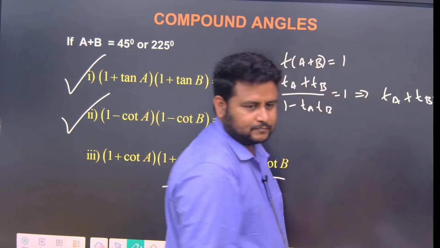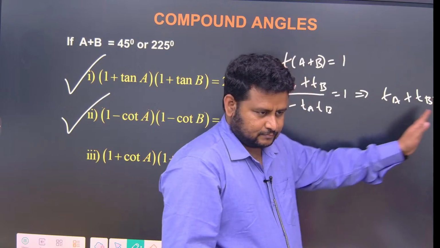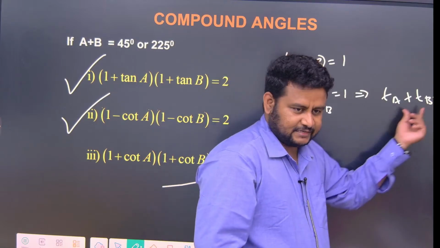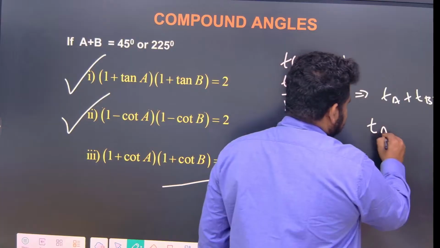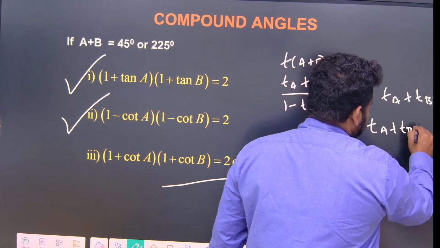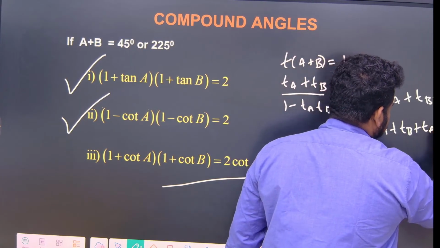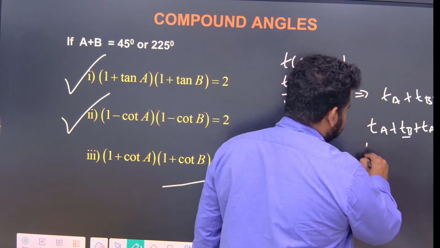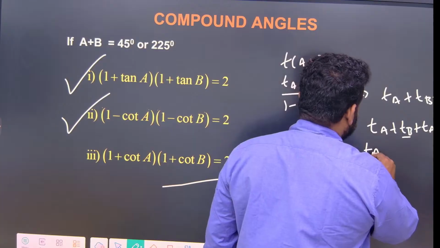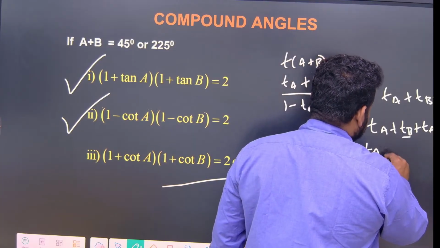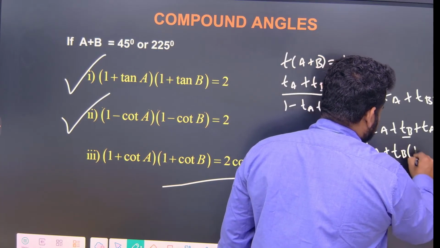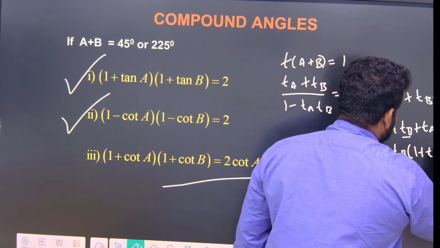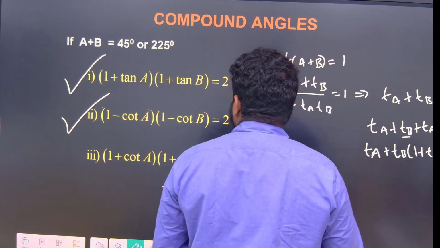Correct, no? Now I will bring tan A tan B to this side. I will have tan A plus tan B plus tan A tan B is equal to 1. Now here I will take tan B common. So this will be tan A plus tan B into 1 plus tan A.